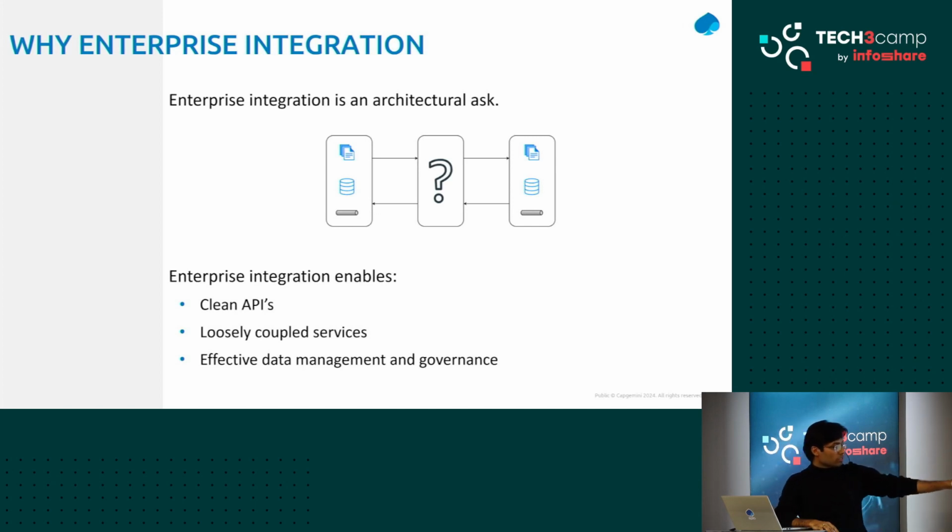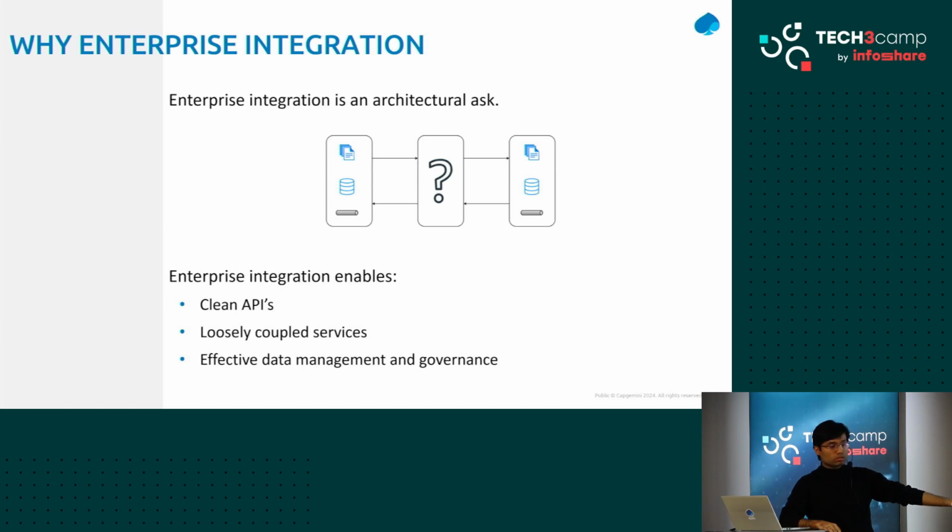And the final one is effective data management and governance. So like I said at the very outset, at the end of the day, these services are tied to some kind of data. So unless and until there is a governance mechanism in terms of the data that these services are exposing, it's of no use. So enterprise integration, or why it's required, it's basically required for these three purposes. We are aiming towards cleaner APIs, that is a proper contract with the help of which these services can interact with each other.